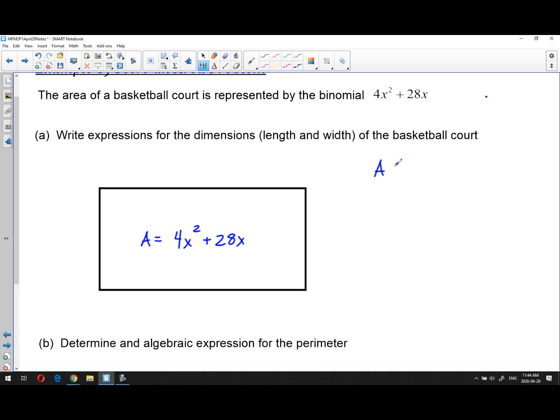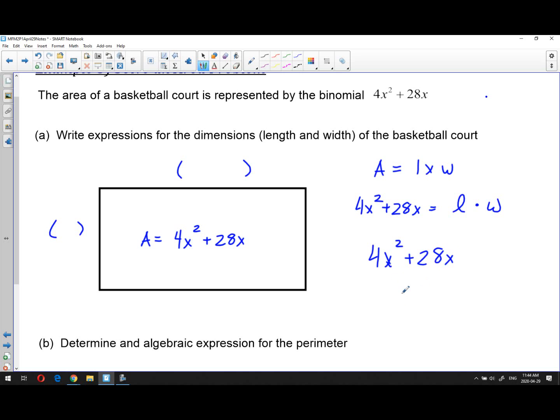Now, for any rectangle, area is given as length times width, right? So we know what the area is. The area is 4x squared plus 28x. What we want to determine is, what's the width going to be and what's the length going to be. So we're taking this expression 4x squared plus 28x and we're saying, hey, can you figure out what one polynomial multiplied by another would be in order to get this area binomial? So all we're going to do is factor this using common factoring.